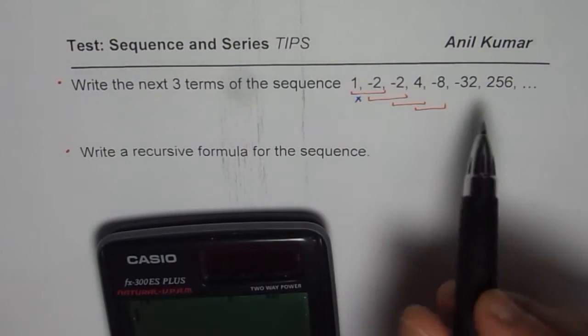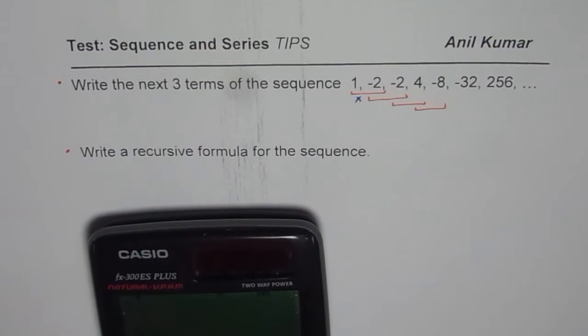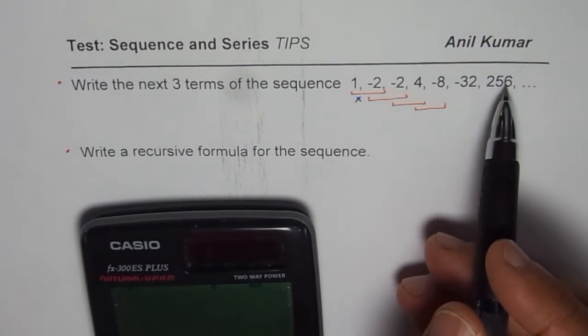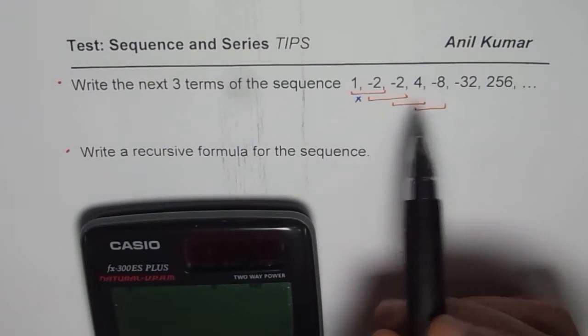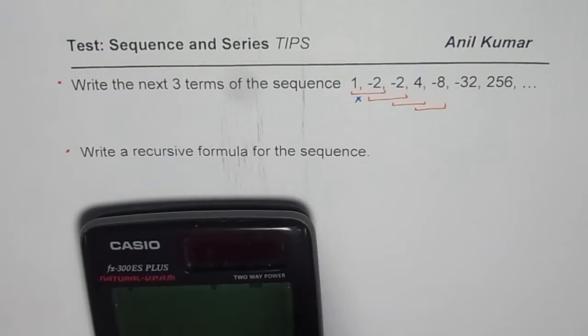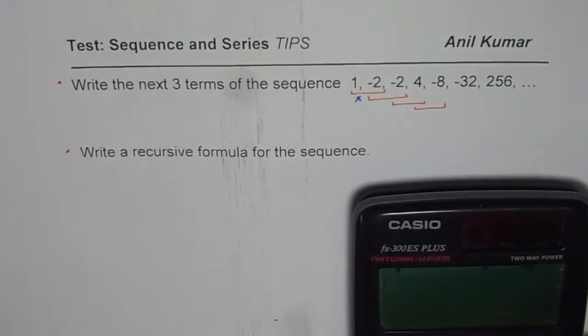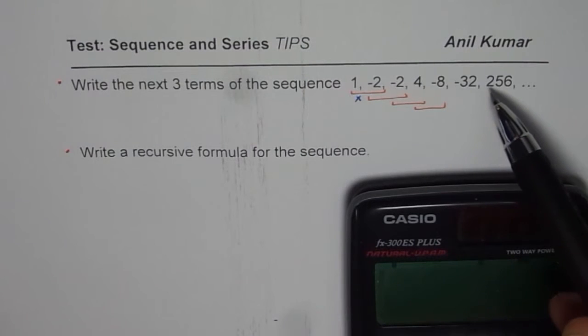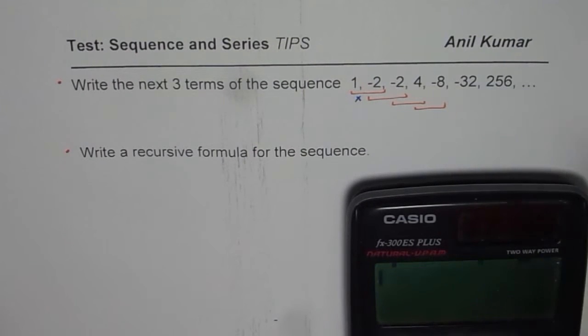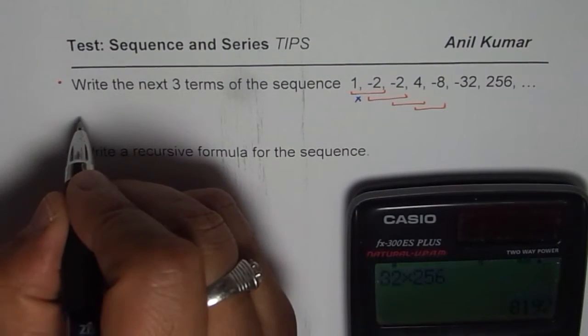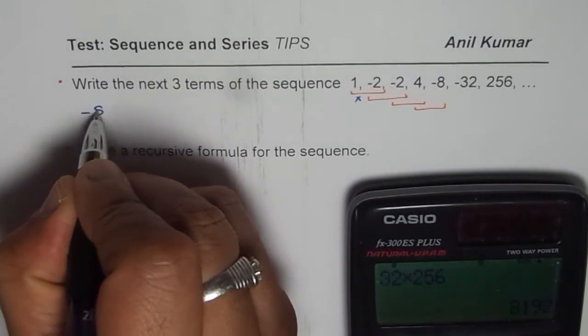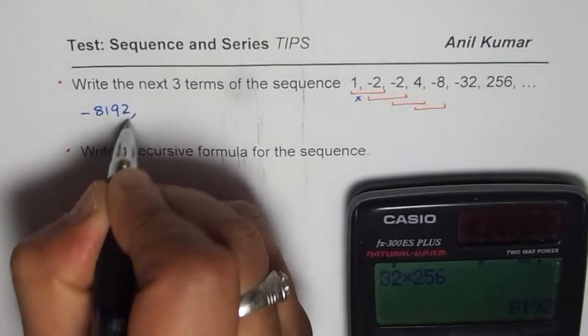So to get the next term, what are we doing? We are multiplying the previous two terms, correct? So now let us write down the next three terms. We need to multiply 32 and 256 with a minus sign. So we get 32 times 256 equals 8192. So the next term should be -8192, right?